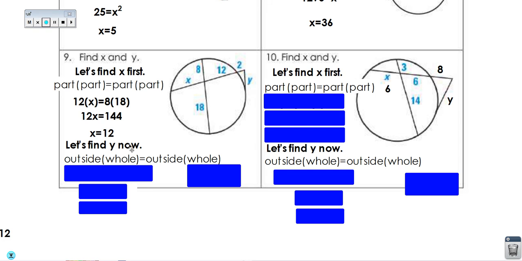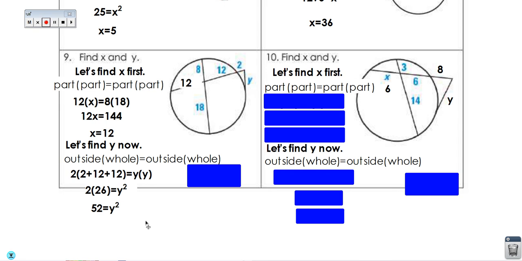Now we want to be able to find y. In order to find y, we're going to plug 12 where x used to be. So I'm just going to put 12 right here because that's where it belongs. We'll do outside times whole equals outside times whole. Because we have an outside with our 2, so 2 times the whole, which is 2 plus 12 plus 12. And then on our other side, our outside and our whole are the same, so it's y times y. That's going to give us 2 times 26 equals y squared.